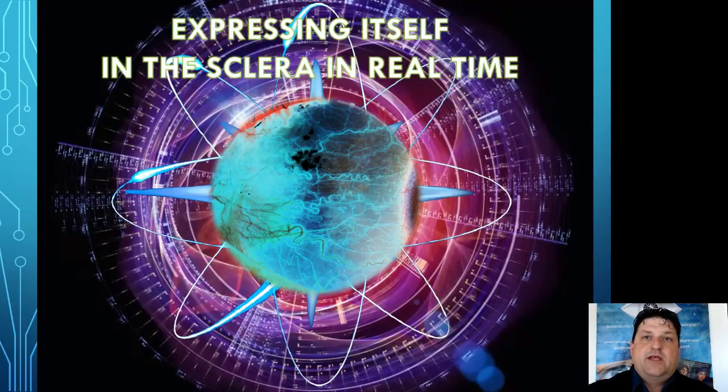And that's expressing itself in the sclera in real time, and that's the great thing. It makes us very happy to see that we have a structure in our body where we can see what's happening right now and what was happening some time ago, and build a history of the person with the sclera.